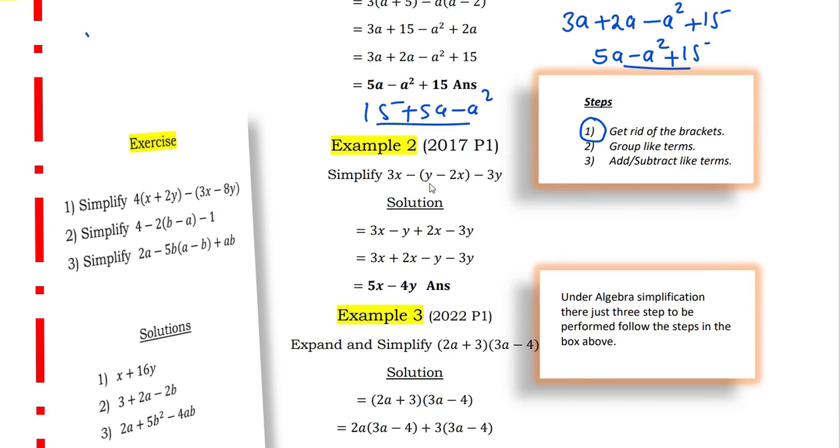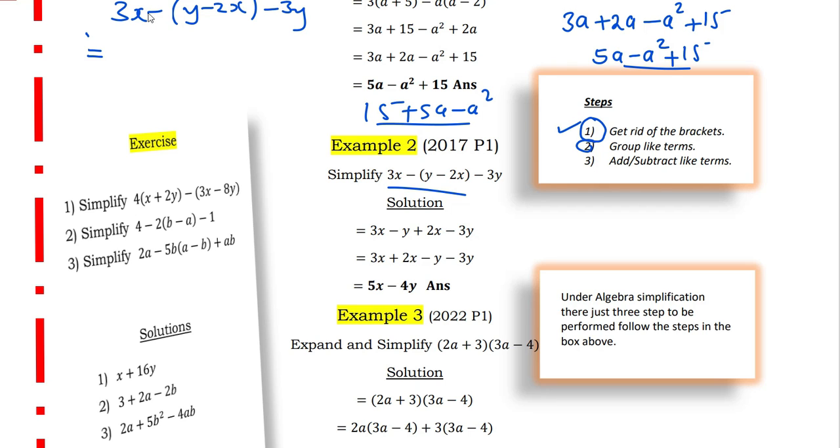So this is the next example here. We've been given, let me write it here, to simplify 3x minus (y minus 2x) minus 3y. I'm talking about this example, 2017. So the first thing that you need to do here is to get rid of the brackets. Remember, I just showed the first step. The second step is to group the like terms, which we did here, and lastly you add or subtract. So let's follow these steps.